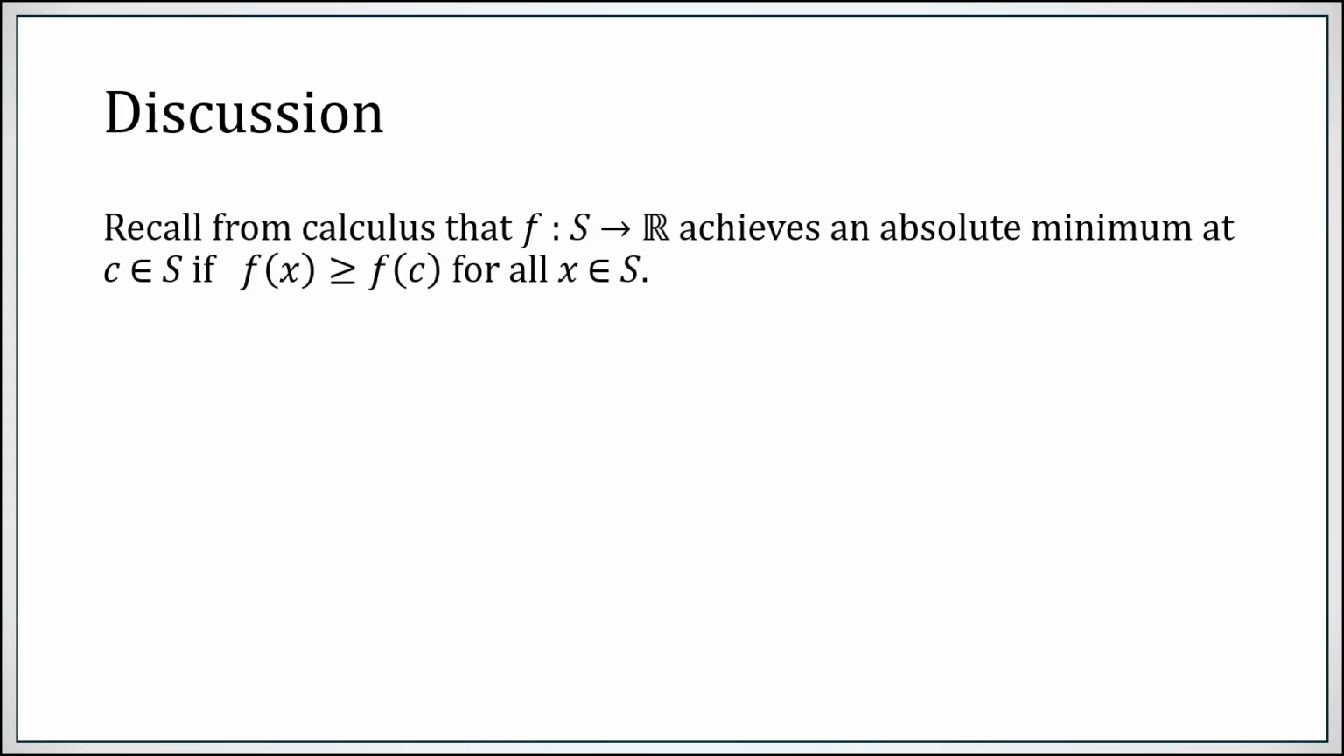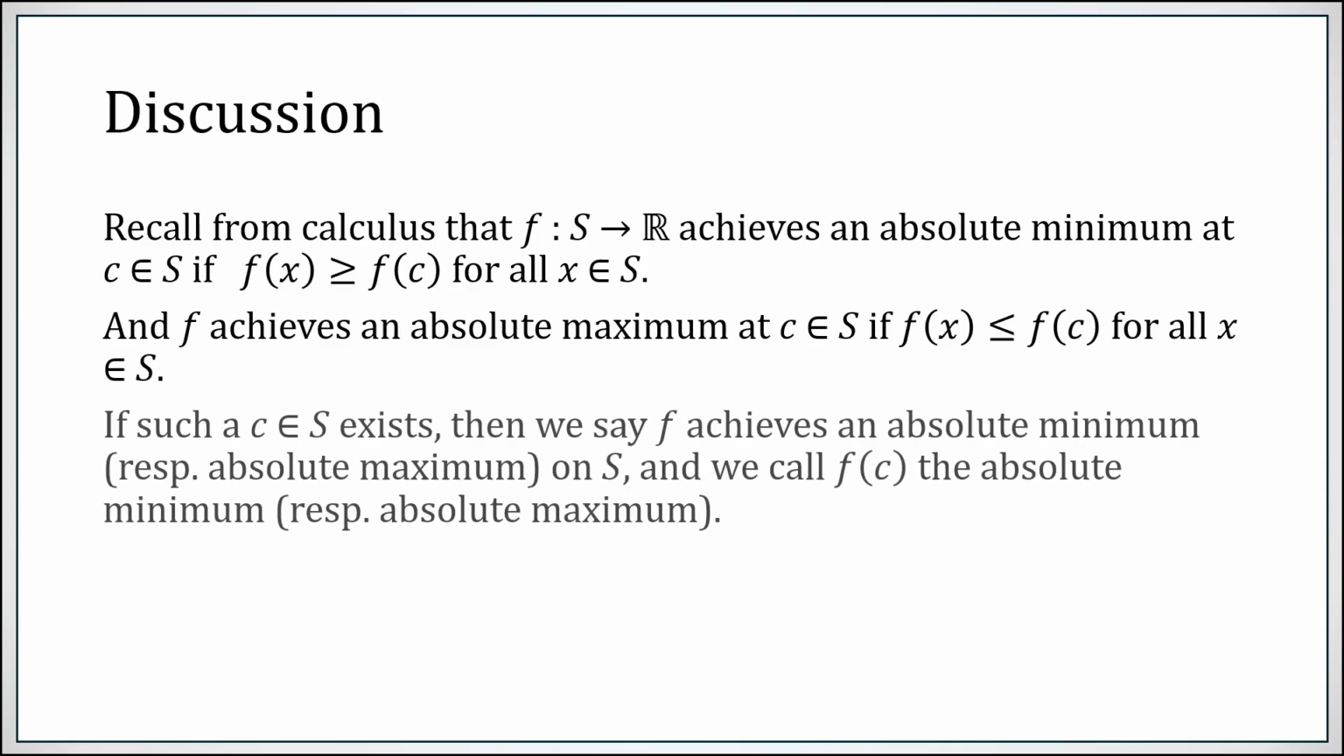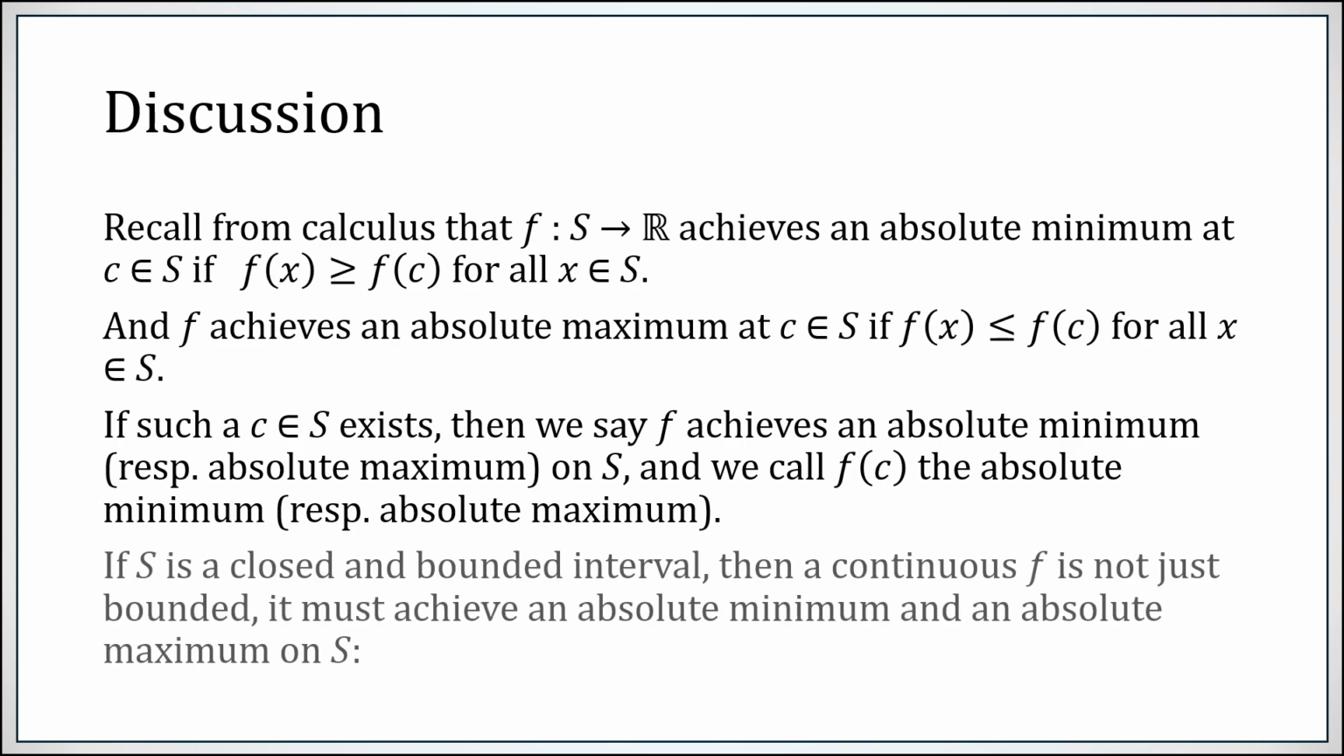Recall also the definition of an absolute minimum. This isn't necessarily a calculus-specific definition, but most students saw it in a calculus course. An absolute minimum at a point c means that every f of x is bigger than or equal to that specific f of c. Similarly, an absolute maximum means every f of x is less than or equal to a specific f of c. If such a point exists in the domain, we say f achieves an absolute minimum or an absolute maximum, and we call such a value the absolute minimum or absolute maximum.